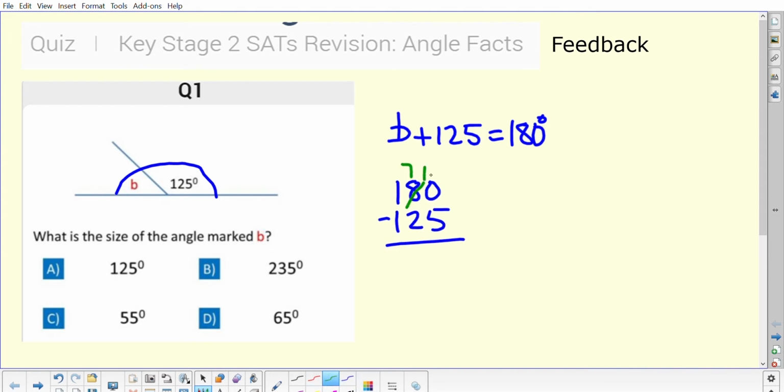And of course, if you do that, then you would have found your answer to be answer C, which means that your B value is equal to 55 degrees. So this one here.